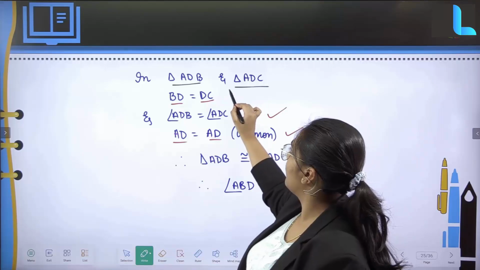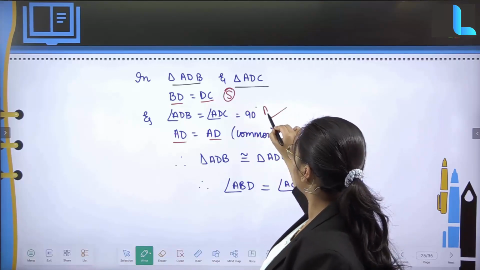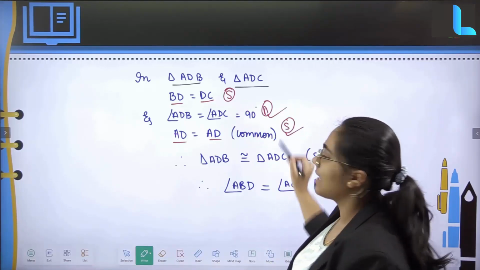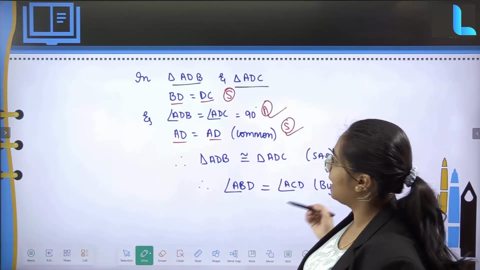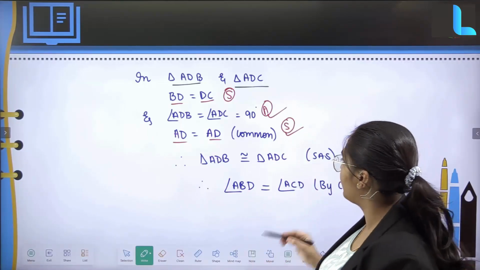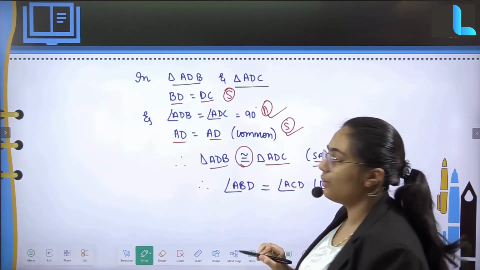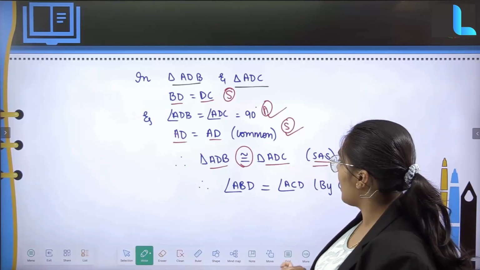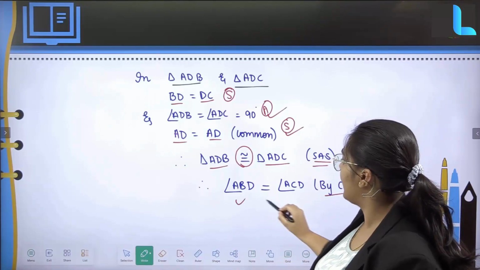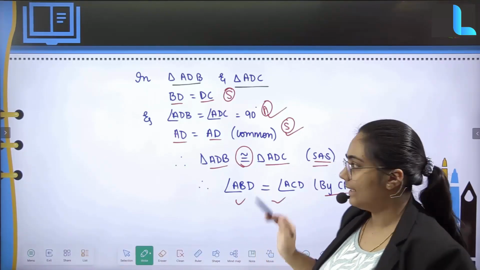From this you can tell that there is one side, here one angle, and another side. So through the side angle side property we can tell that triangle ADB is congruent to triangle ADC. Once I have got that, by CPCT, I can tell that both of these angles are equal.